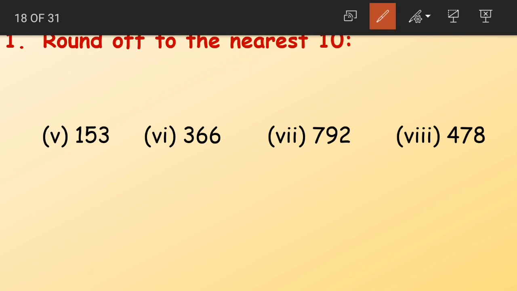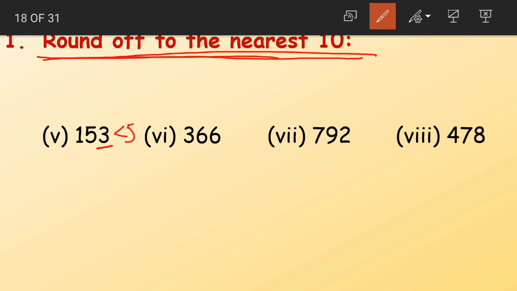The first question is 153. Round off to the nearest 10. What should we do? We should look at the digit in the units place. It is 3, less than 5. So we'll write the remaining digits the same and simply replace the units digit with 0. Yes, 153 will become 150.